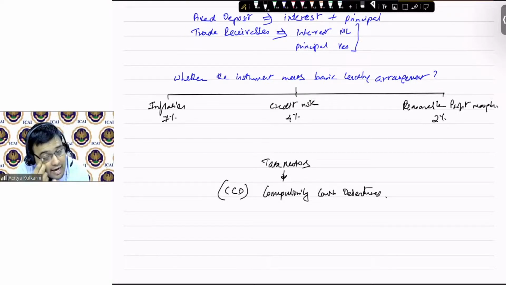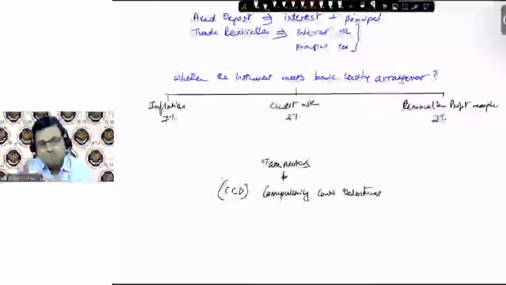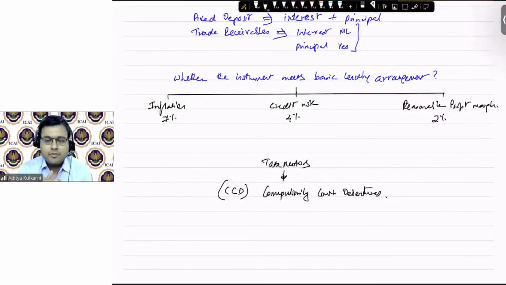So whenever I ask you whether the instrument meets a basic lending arrangement, you can have this image in your mind. Those money lenders who sit in the village. Put yourself in a money lender's shoes. You go to the money lender and say, give me my capital. He will say okay, I will give you 1 lakh rupees. You will tell him, I will give you shares of 1 lakh instead of money.